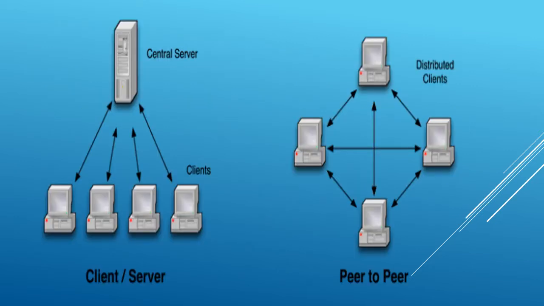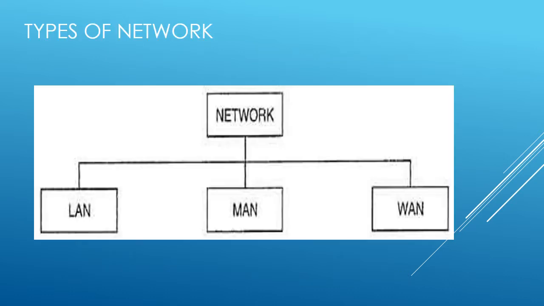Look at these two images. First one shows client-server architecture, where every client has one-to-one connection with server. The other image shows peer-to-peer, where every computer acts as a server. This slide tells about the different types of network, that is LAN, MAN, and WAN.